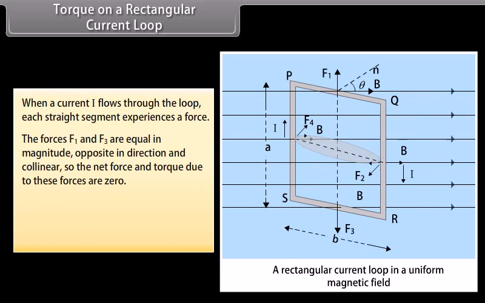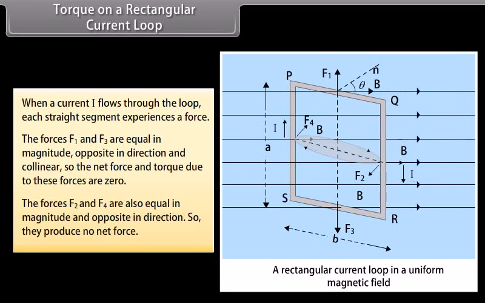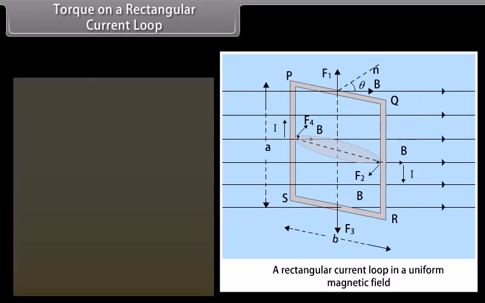The forces F1 and F3 are equal in magnitude, opposite in direction and collinear, so the net force and torque due to these forces are zero. The forces F2 and F4 are also equal in magnitude and opposite in direction, so they produce no net force.